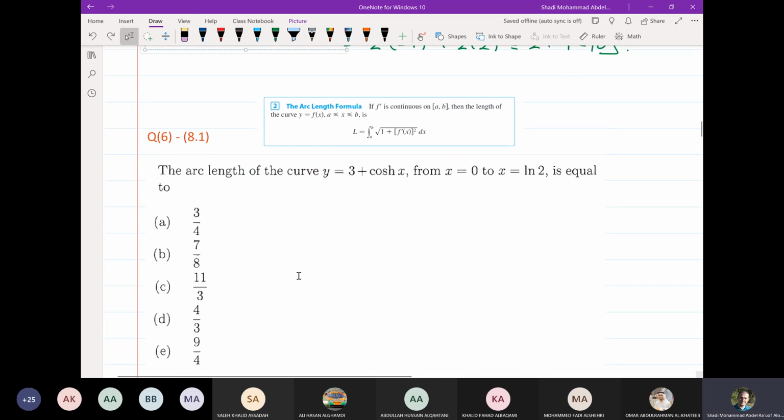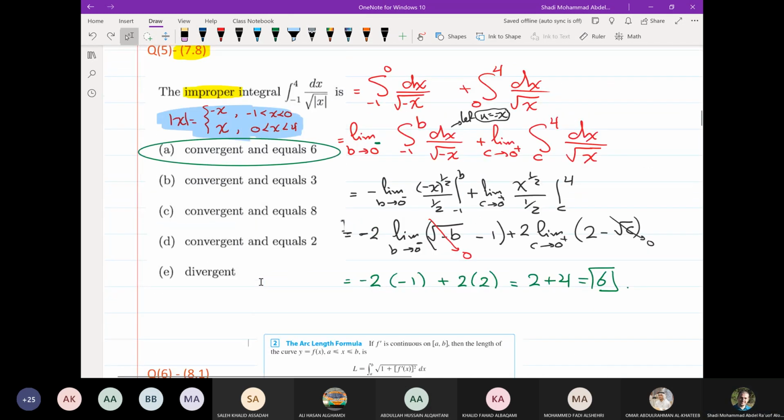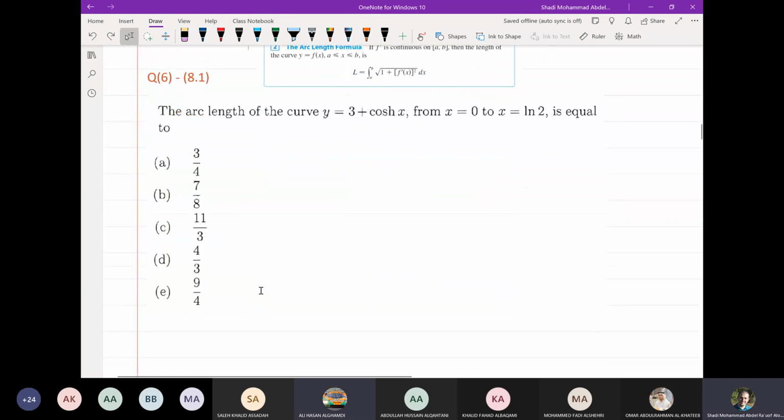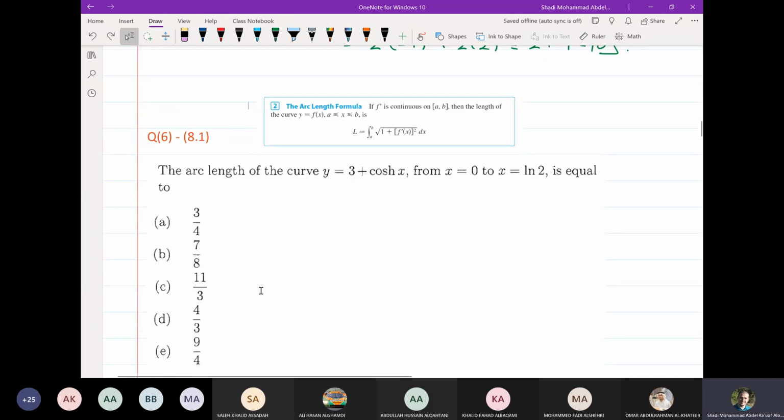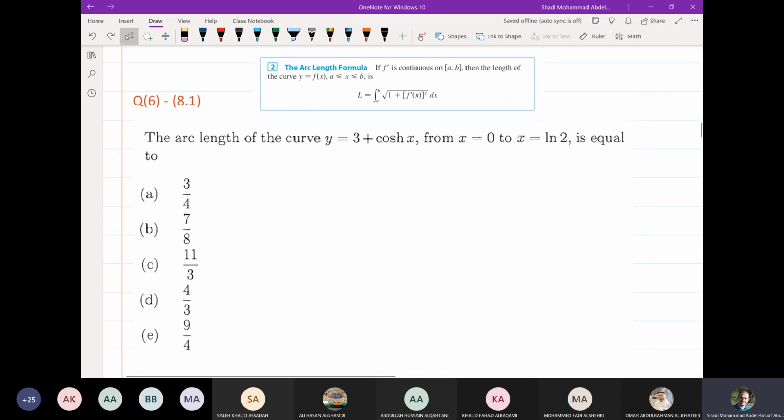Okay. Can I move to the next one? Is that clear? Yes, clear. Good. Now the next one is supposed to be easy for you because it's just the arc length. In the arc length, we have this question.